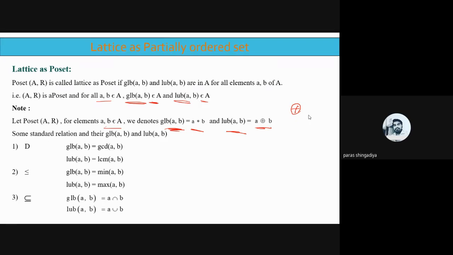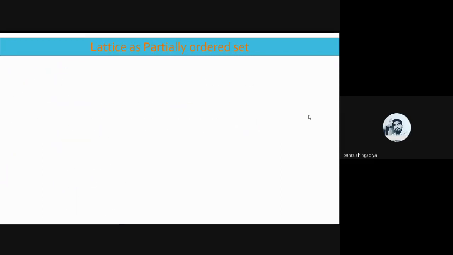Okay, AR is called a lattice as a poset. So let us implement this definition in the first question. The example is there. Prove that (S30, D) is a lattice as a poset. S30 is a set, D is the relation, and you have to check not just a poset, but that it is a lattice as a poset.